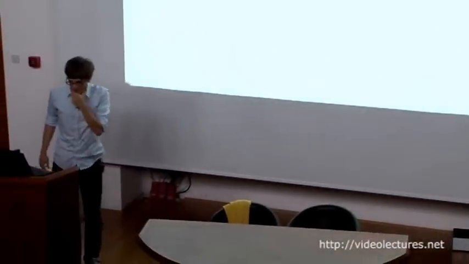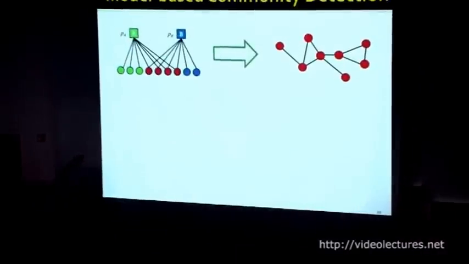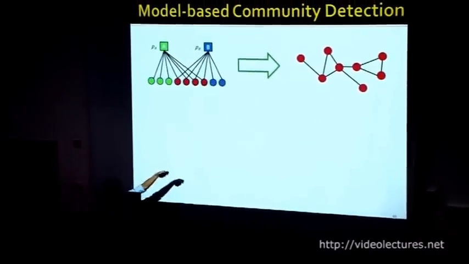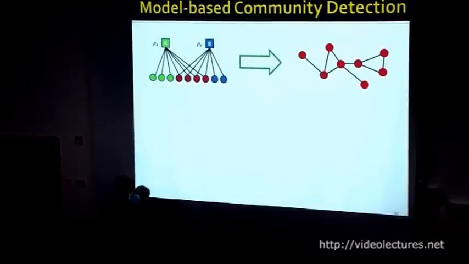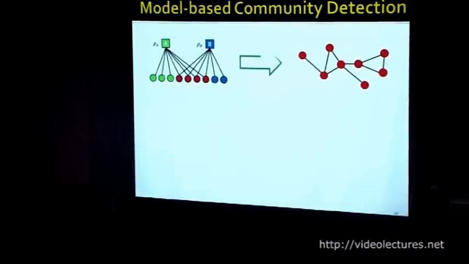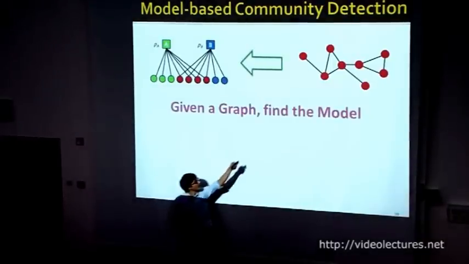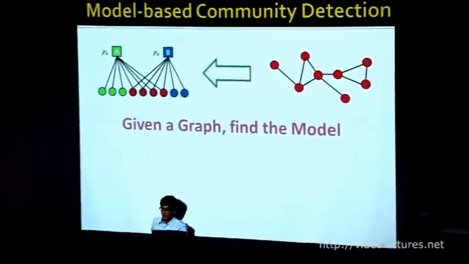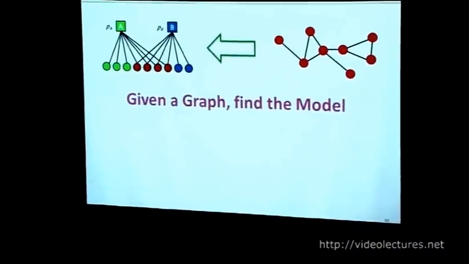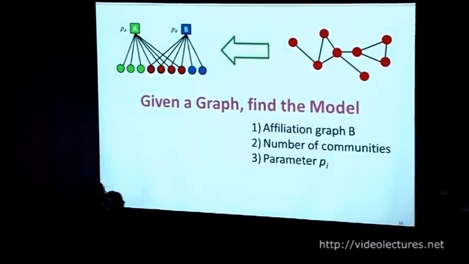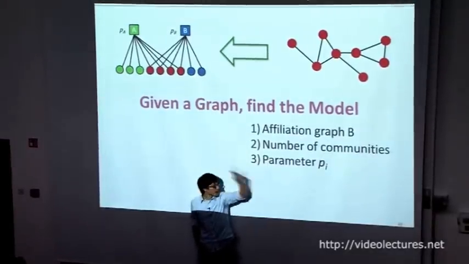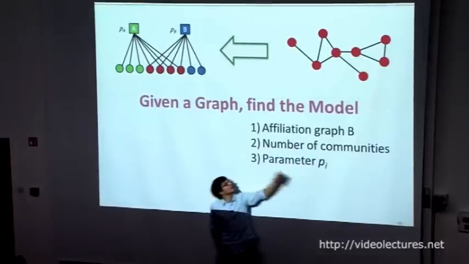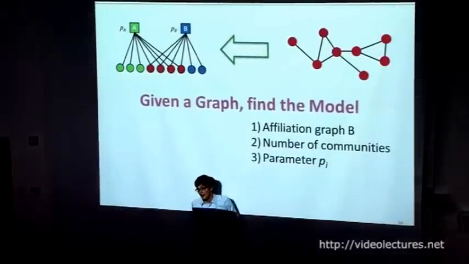So what I can do now is the following. What I showed you so far was that if I give you this kind of bipartite graph, you know how to generate a network. For every pair of nodes, you flip a coin and you connect them. What I can also do is go the other way. I can say, given the network, figure out the model, so figure out this bipartite graph. What do I mean by that? Figure out the structure of this network, figure out the number of communities, so the number of squared nodes, and figure out the parameters, these parameters p up there.